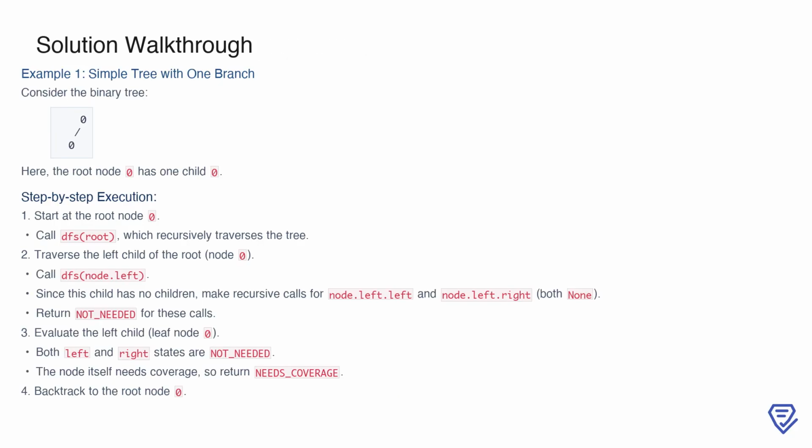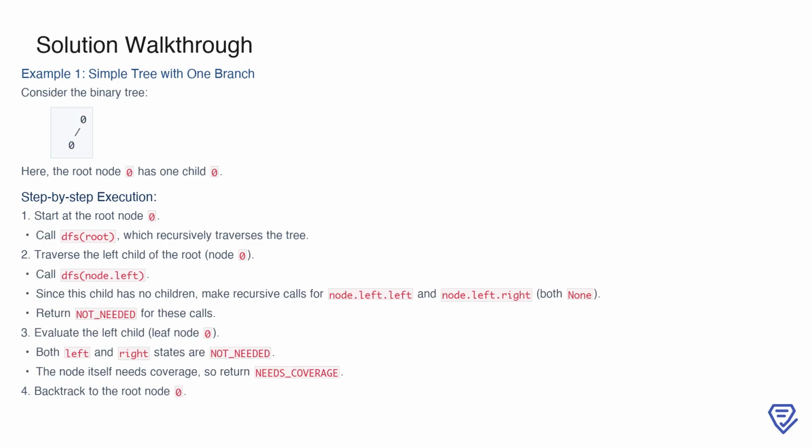To solve this problem, let's start with a simple example. Here, we have a binary tree where the root node, labeled 0, has one child, also labeled 0. The goal is to determine where to place the cameras to ensure all nodes are covered. First, we start at the root node and call the DFS function, which recursively traverses the tree. Moving to the root's left child, we find that this node has no children, so recursive calls for its left and right children, both of which are none, return not_needed.